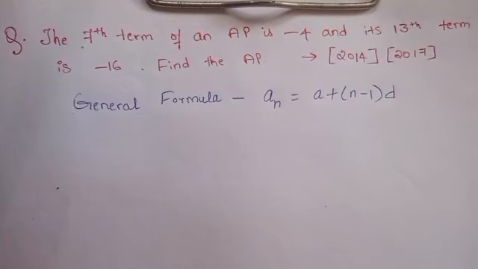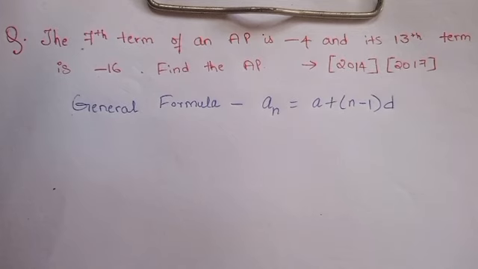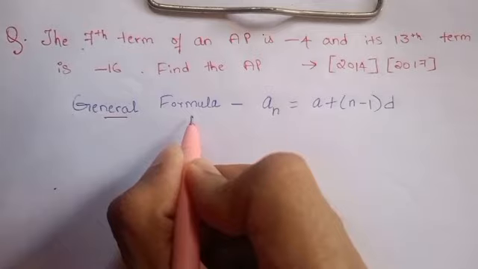Hello everyone. So this video will be on class 10, chapter Arithmetic Progression. The question goes: the 7th term of an AP is minus 4 and its 13th term is minus 16. Find the AP. This question has been repeated in 2014 as well as in 2017, so this will be an important question for you.